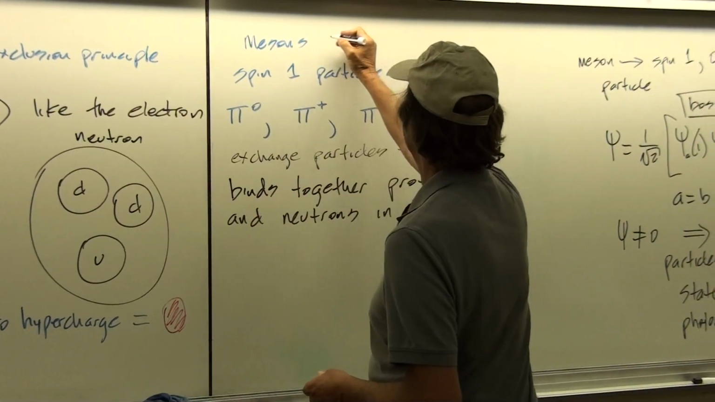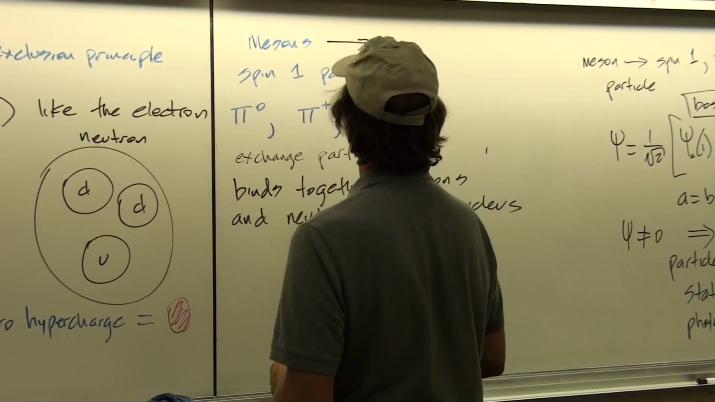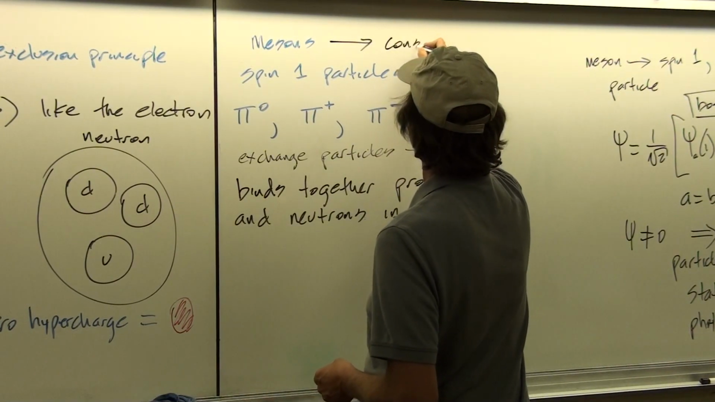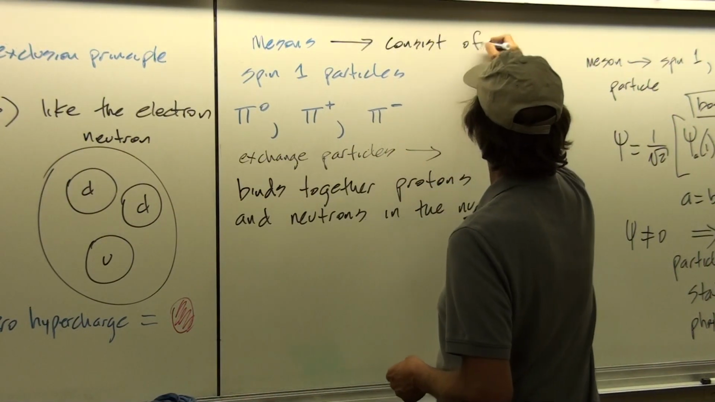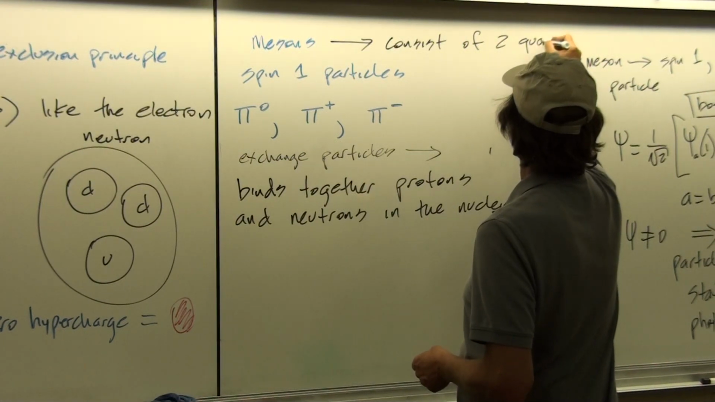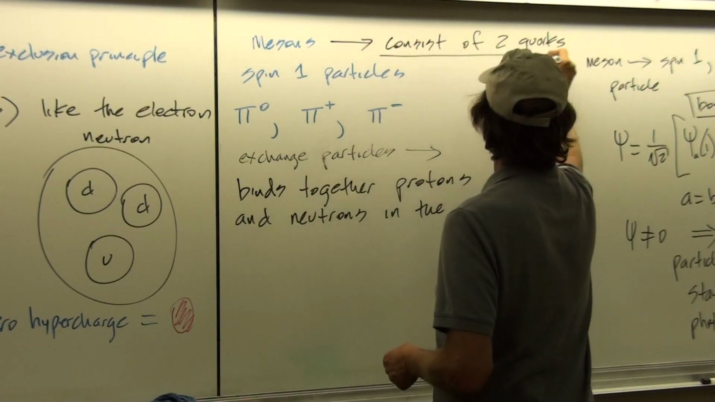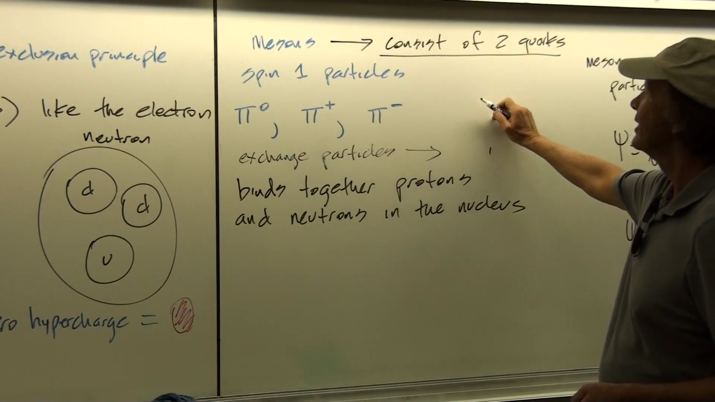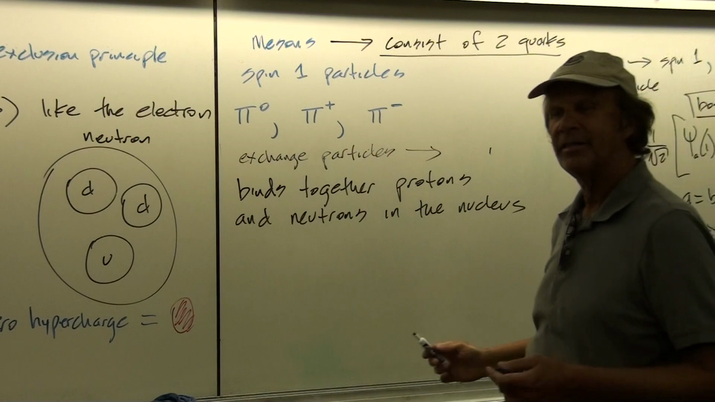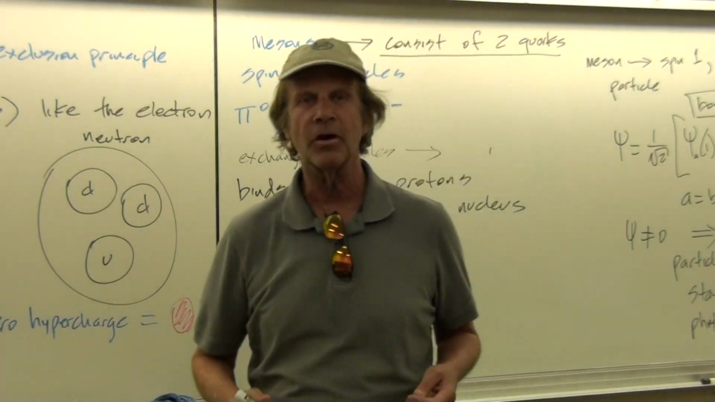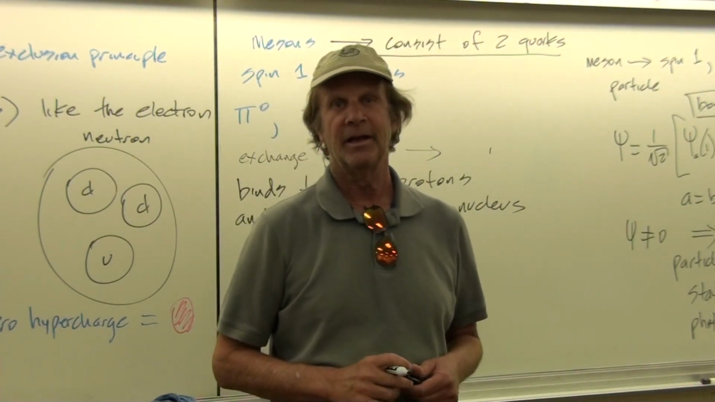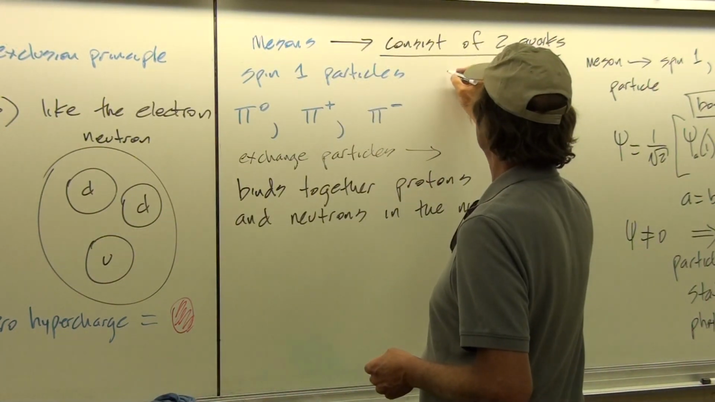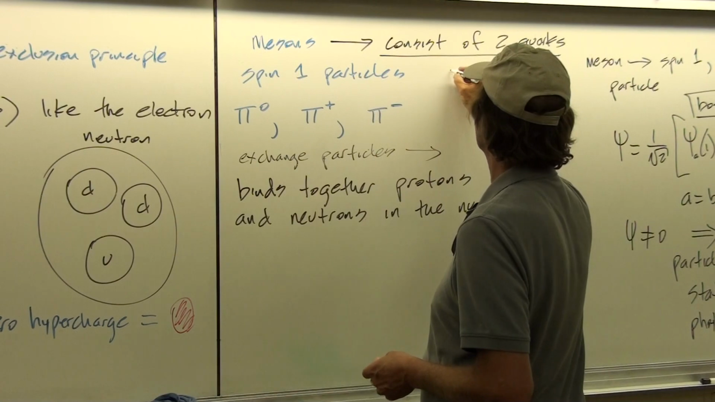And so these mesons are then spin 1 particles. They only have 2 quarks. Okay, so you say, well, if you need 3 quarks to have a colorless system, then how on earth can you have 2 quarks and still have a colorless system? And the answer is, in this case, the 2 colors are the color and the anticolor.